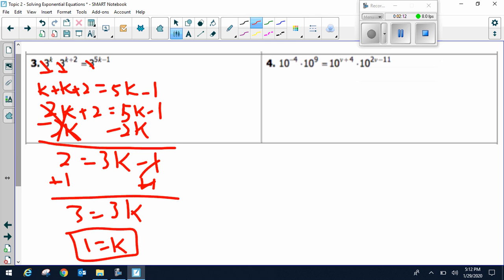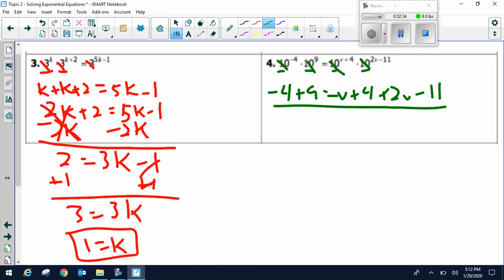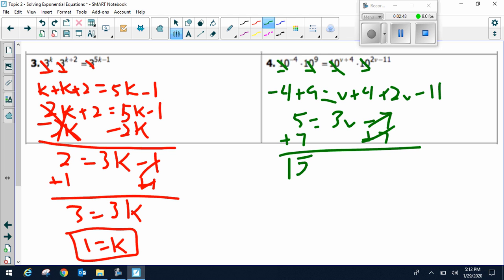Same thing on this side. Common base on the same side being multiplied, that means the two exponents get added, so it's negative 4 plus 9. Common base on these two sides, the same thing, so the exponents get added, and because they're all the same common base, all the bases get dropped. So there you go. So we get 5 equals 3v minus 7. We're going to add that 7 over. So 12 equals 3v. So 4 is equal to v.